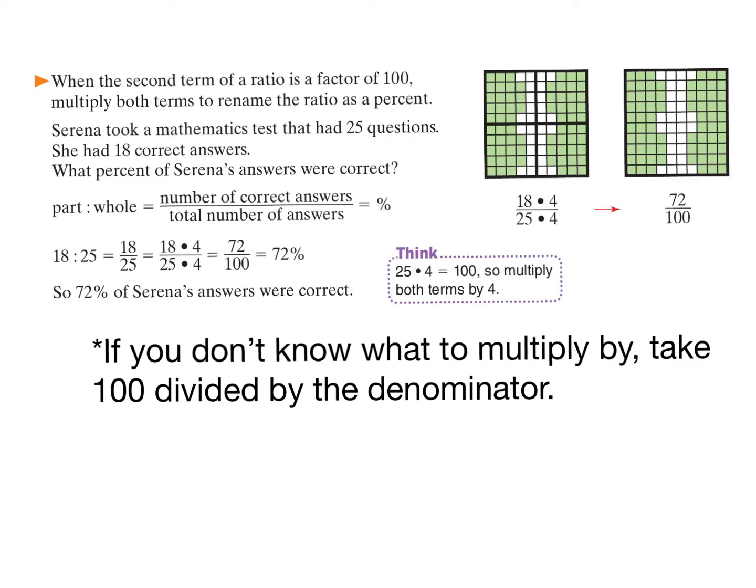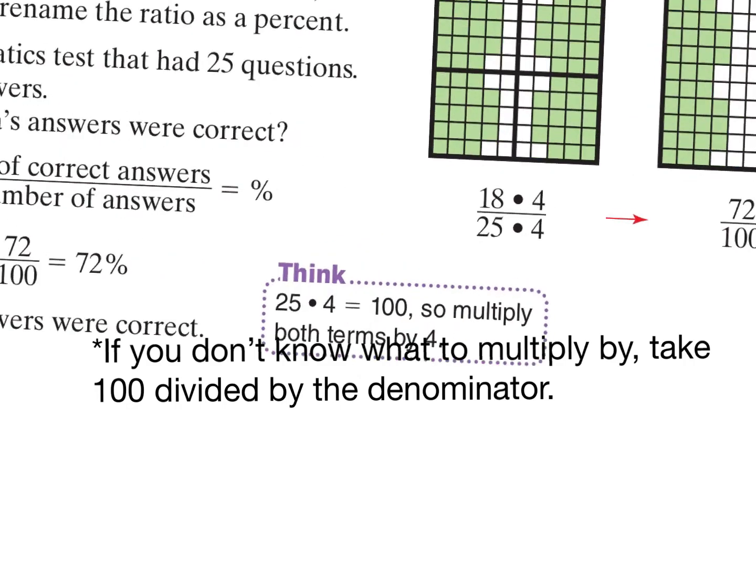We'll look at the next part here. If the second term of a ratio is a factor of 100, multiply both terms to rename as a percent. So similar idea here. Serena took a math test that had 25 questions. She had 18 correct answers. What percent of Serena's answers were correct? So it was 18 out of 25.